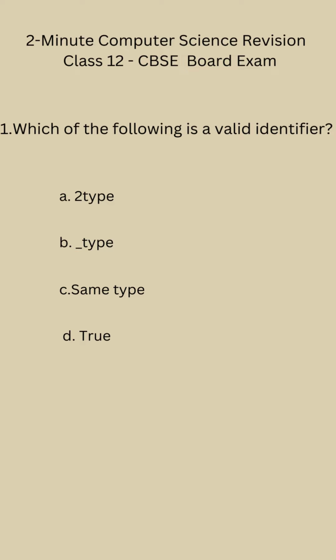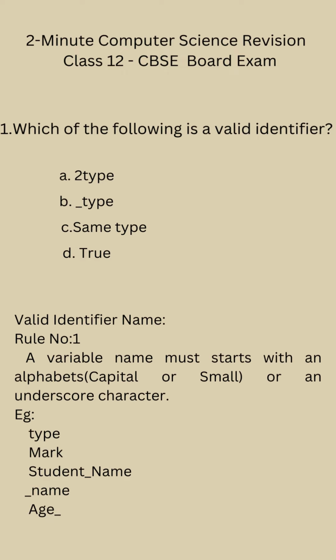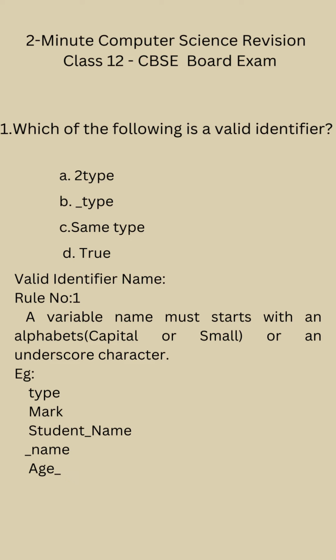A. 2type, B. _type, C. same type, D. True. Rule number 1. An identifier name must start with a letter, either uppercase or lowercase, or an underscore character. For example, type_mark, student_name, and Gore_name are all valid identifiers.